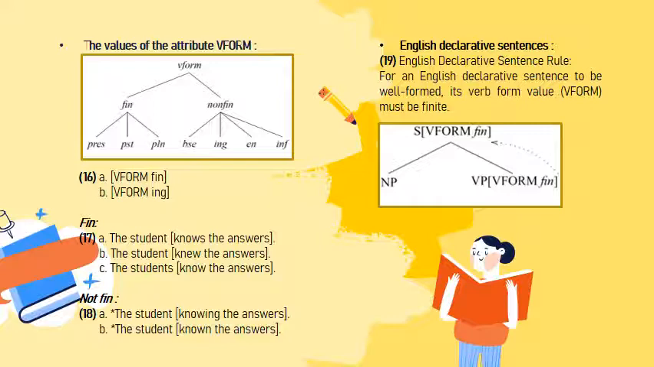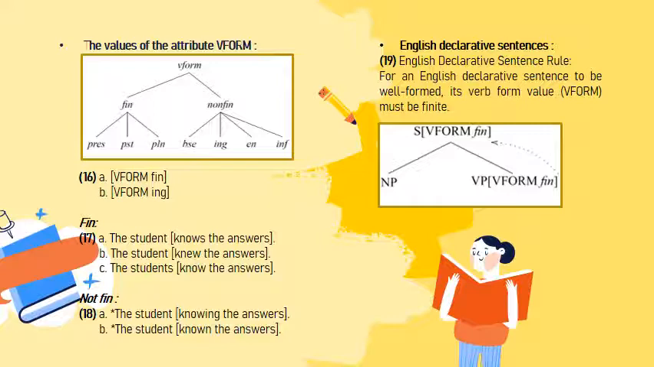As in 17a, the student knows the answers. 17b, the student knew the answers. And 17c, the students know the answers. While 18a, the student knowing the answers, and 18b, the student known the answers, are unacceptable. The unacceptability of the examples in 18 is due to the fact that knowing and known have no expression of tense.